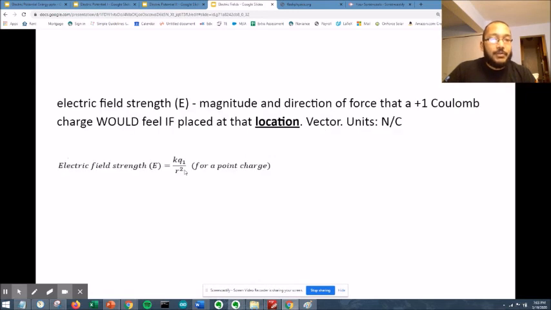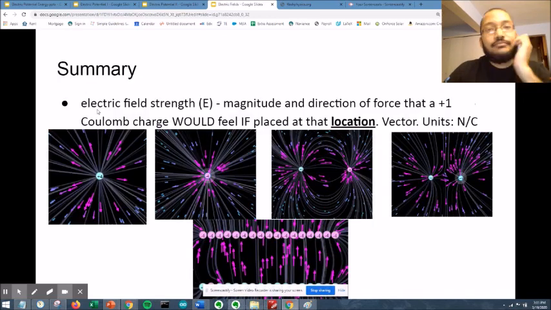And then that's the equation for a point charge. It's not on the reference table. It is something that you would need to remember for the SAT2. In summary, the electric field strength is what a positive test charge would feel if it's at that location. Key idea though, there is no actual test charge there. You're just imagining it. And those are the common representations.